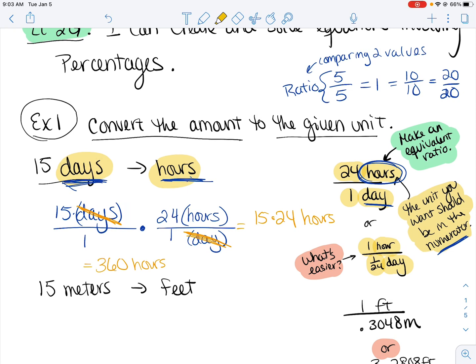That doesn't look quite as simple to me because now I have a fraction in the denominator, so it's making it a little more difficult. So in math, I always try and go with the easiest route, and this 24 hours in one day looks simpler to me. But sometimes, as you'll see in the next problem, it really doesn't matter which one you pick.